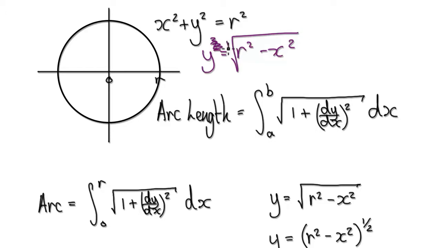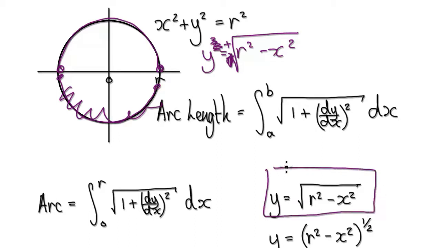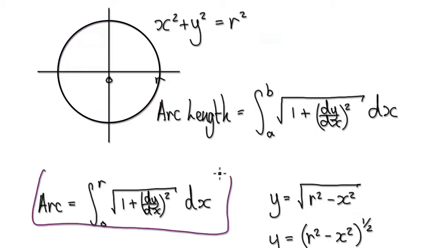So when you square root, you're going to get a positive version and a negative version. The positive version will represent this, the positive side, and the negative version will represent this. We are going to discard the negative version and just look at the positive one. So to work out the arc length, we are going to integrate it from 0 to r.